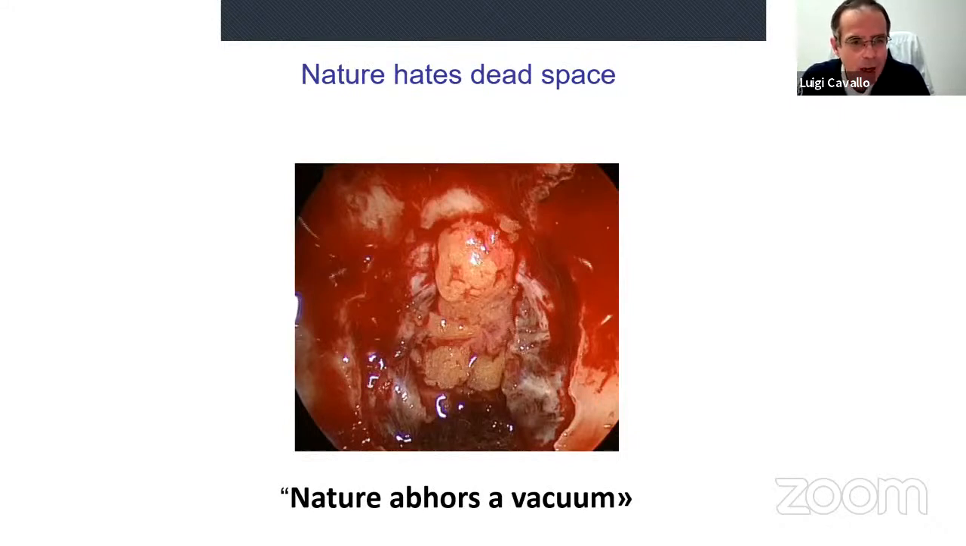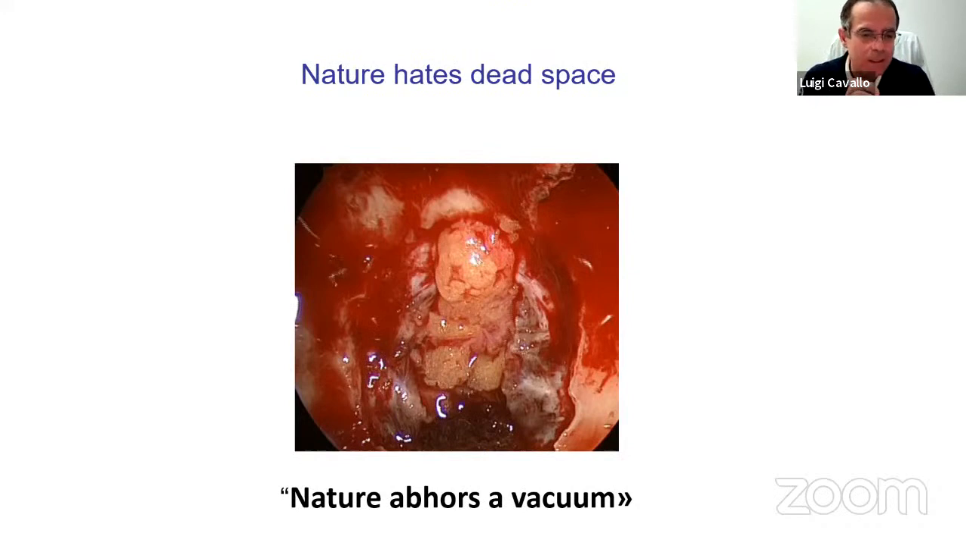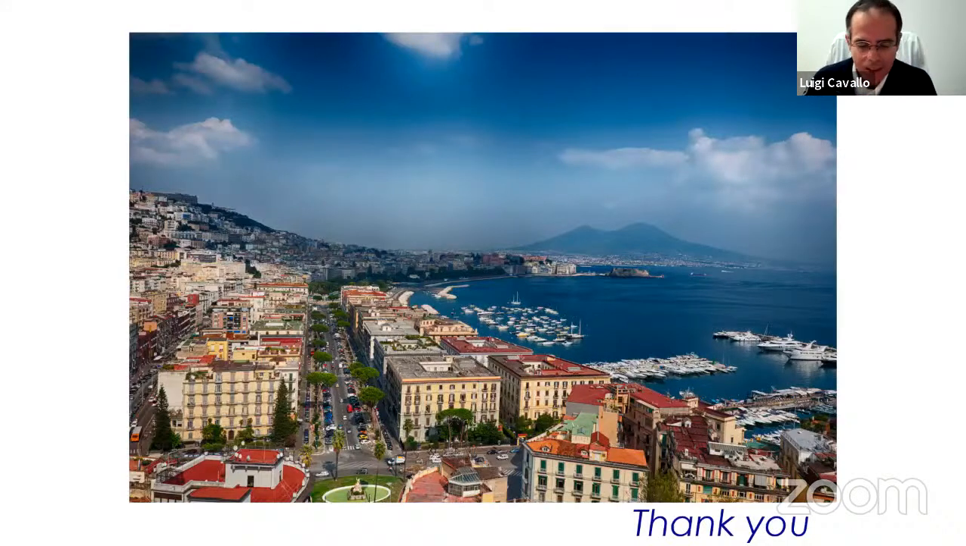And always remember, as Henry Schloesser says, fill the empty cavity. Nature abhors a vacuum. Nature hates dead space. So this does not concern only the sellar cavity, but also other districts. Whenever you have a huge empty cavity, it's always good to fill it with some material. And I think that's all from my side.